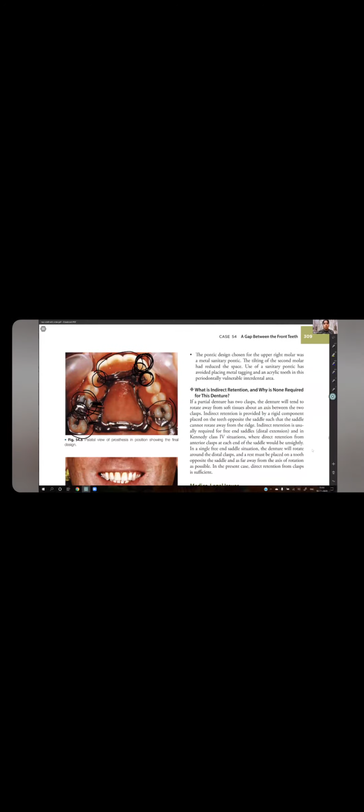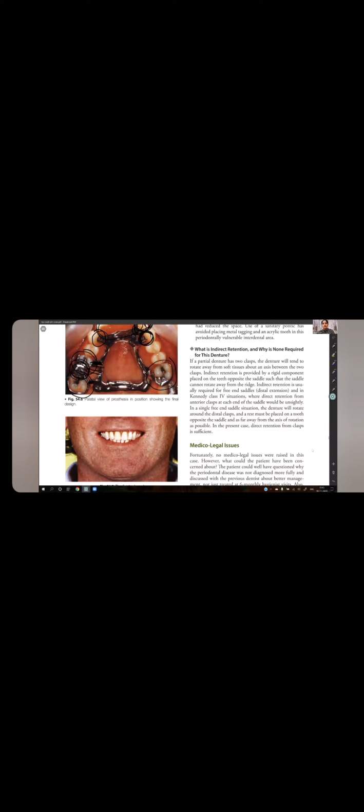Mostly, indirect retention is used preferably for distal extensions. The chances of lifting up of your acrylic distal extension are higher. That's why it requires indirect retention. Here, the direct retention suffices on both sides, anteriorly also. So indirect retention is not required. The pontic design chosen for the upper right molar was a metal sanitary pontic, this one. Use of a sanitary pontic has avoided placing the metal tagging and an acrylic tooth in this periodontally vulnerable interdental area.